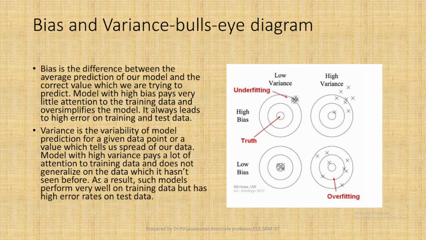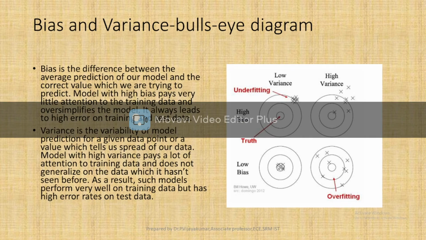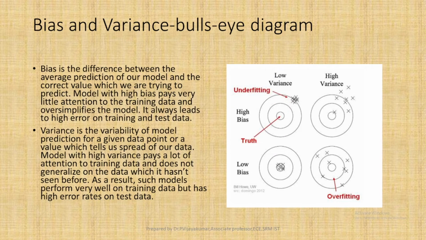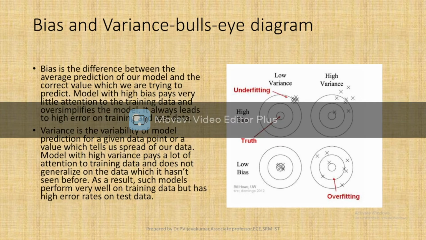So it fails generalization. Generalization is one of the important aspects of machine learning, because of generalization only, the model is able to identify unseen data. Suppose it fails to generalize, it cannot categorize data which is not given in the training space. As a result, the model performs very well on training but has very high error on test data.